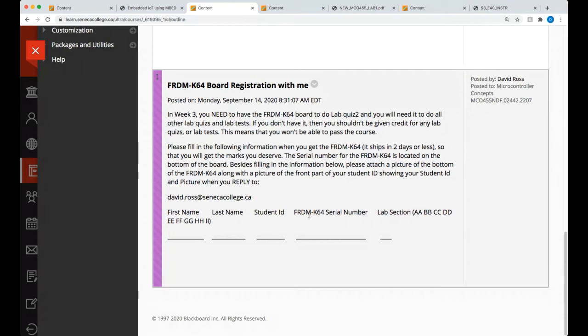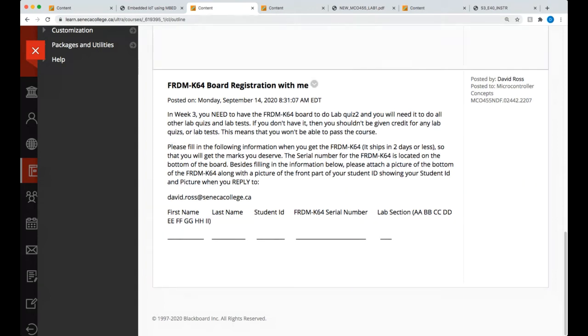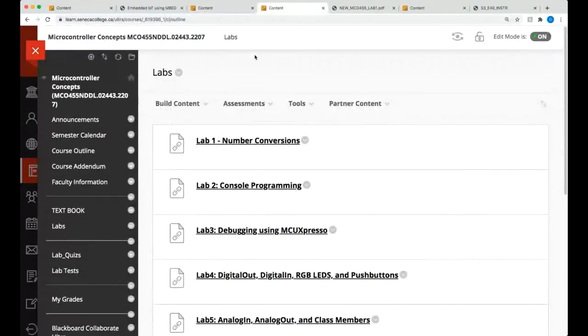Now, the first lab takes basically 2 weeks, so it's only at the end of the second week that you need the Freedom K64. As I said, it only takes 2 days to ship, and we want to make sure you have it, and we will not be giving you credit for any labs beyond lab 1 unless you do have it. Okay, so let's see what else we've got in here.